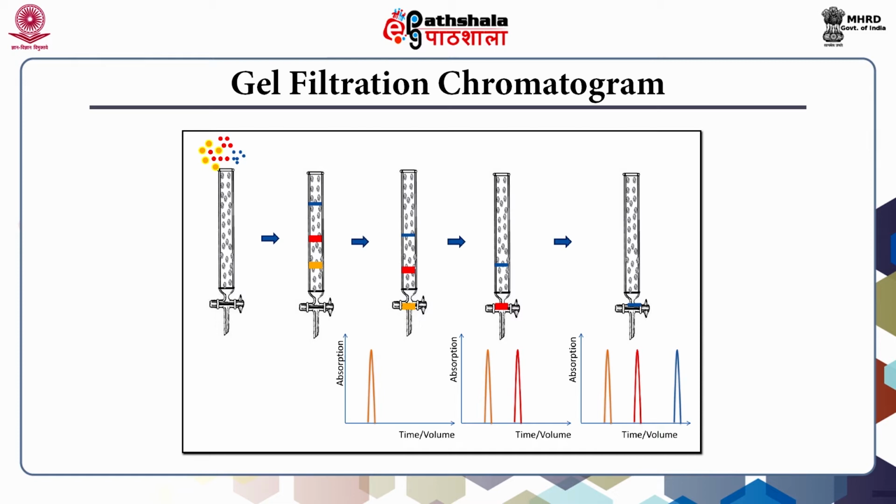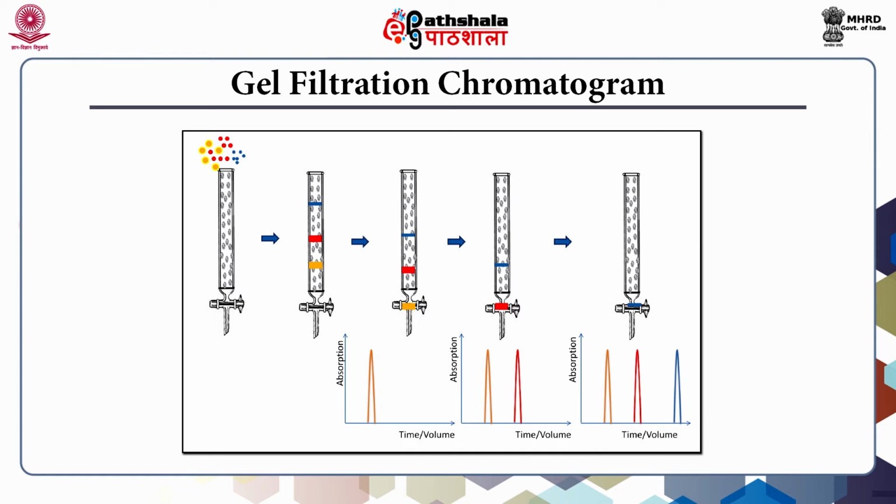So, here in this picture we can see the column, which is a gel filtration column, and we are going to separate 3 different kinds of molecules. One molecule is represented with the yellow color, one with the red color, and another with the blue color, and these molecules are different in size. If you observe the second column picture, you can see that there are 3 kinds of bands within the column.